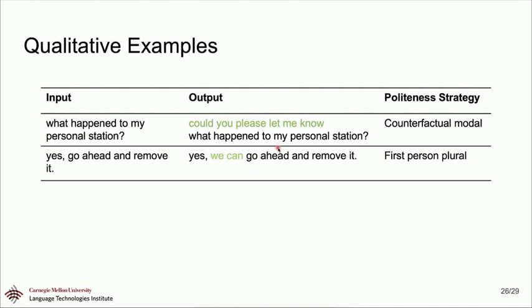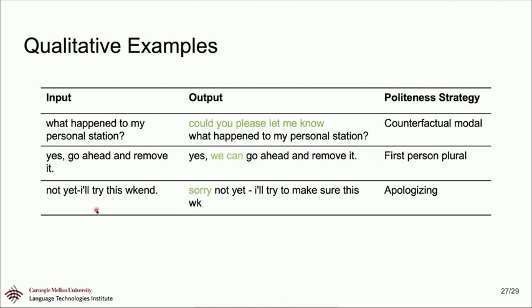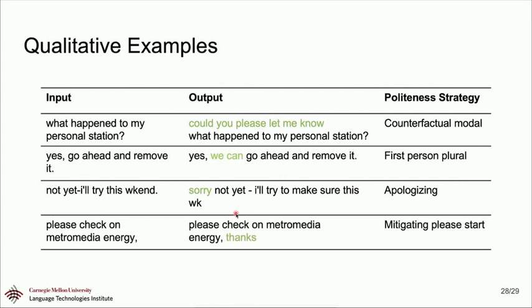The next input is "yes, we can go ahead and remove it." And the system generates "yes, we can go ahead and remove it." This is called first person plural, where phrases like "we" are used to indicate collective responsibility. The next input "not yet, I'll try this weekend" is converted to "sorry, not yet, I'll try to make sure this week." And this strategy is apologizing, which involves adding an apology in sentences that indicate a failure. We note that content preservation is not perfect in this case. The next input is "please check on Metro Media Energy," and the output is "please check on Metro Media Energy, thanks." So in this case, the system adds a thanks at the end, mitigating the so-called please start.